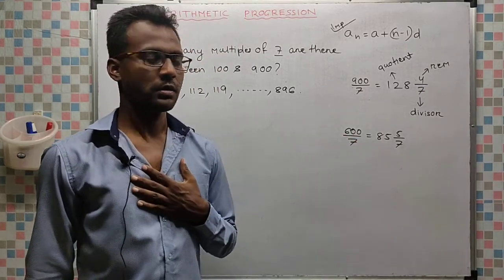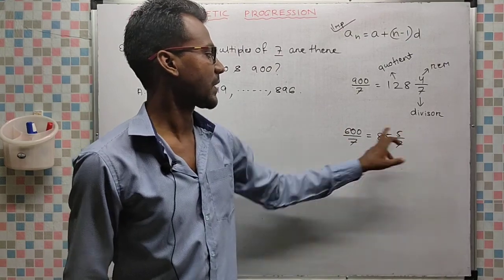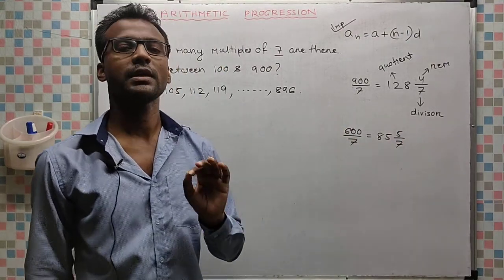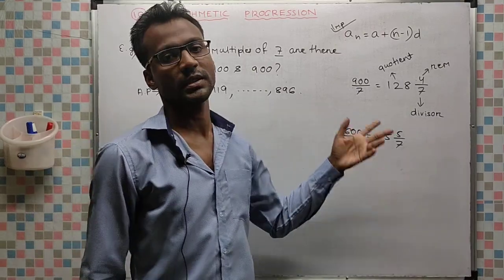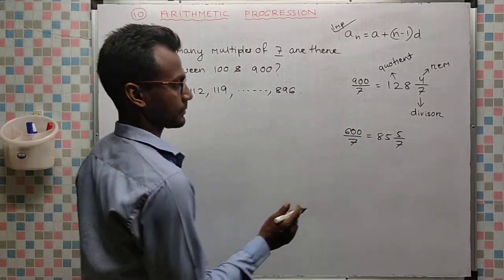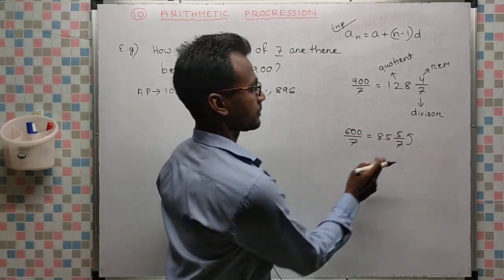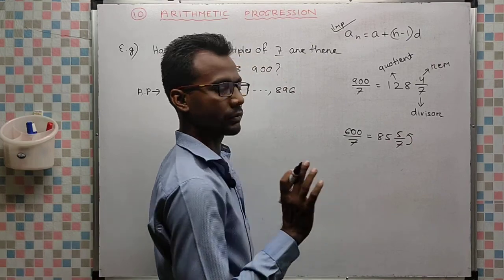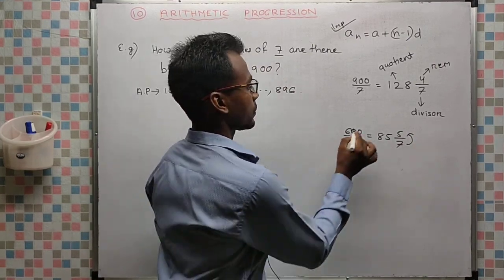If I want the multiple of 7 just below 600, then I have to subtract this 5 from 600, that is 595. But I want the multiple of 7 just above 600. So what I have to do is take the difference between the divisor and the remainder. What is the difference between 7 and 5? 2. Add that 2 to the dividend.